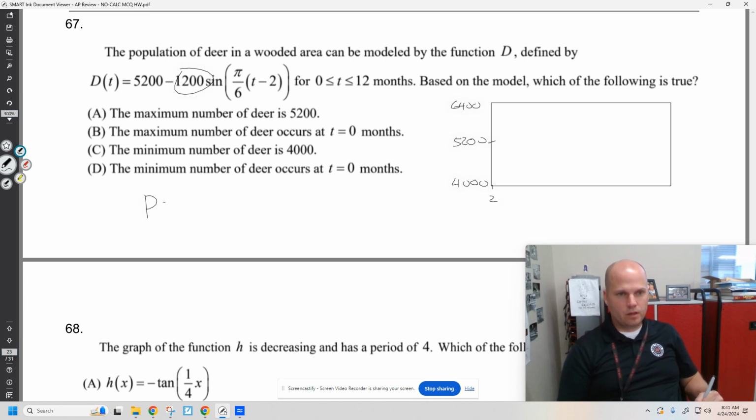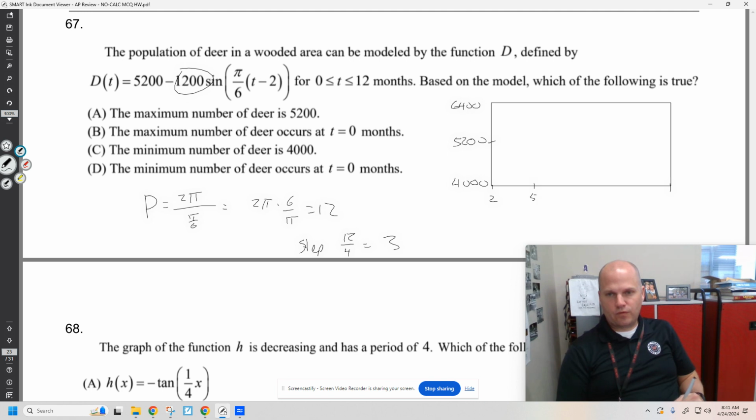I have a period, which is 2 pi over b. That's the same as 2 pi times 6 over pi, which is 12. So the period is a total of 12. If I want to step this out into quarters, my step size will be 3. So 2, 3, 4, 5, 6, 7, 8, 9, 10, 11, 12, 13, 14, which makes sense. 2 plus 12 is 14. We have a negative sine, so this would be the graph of one period, just like basically.